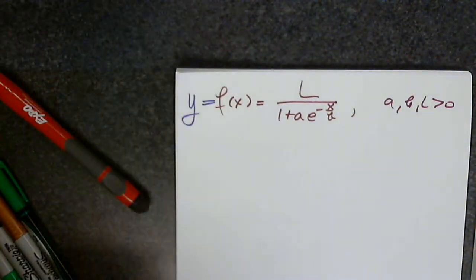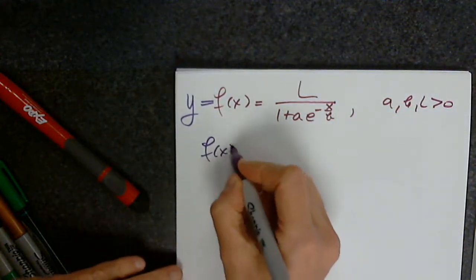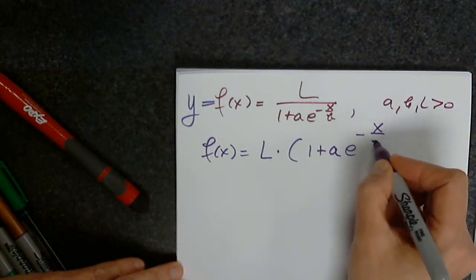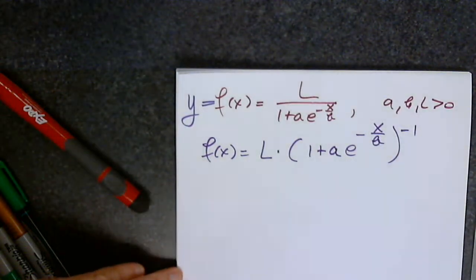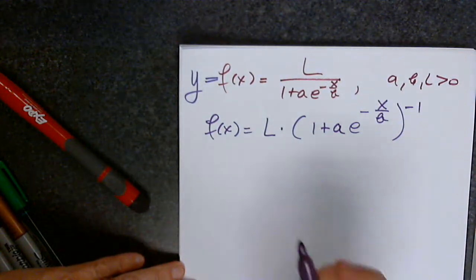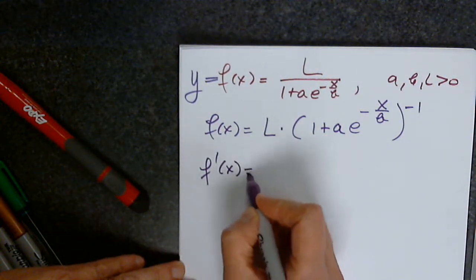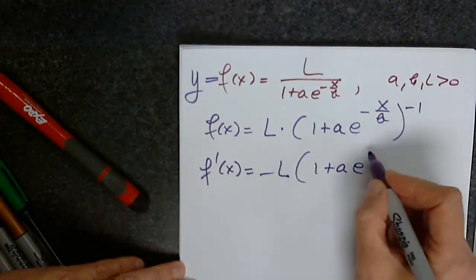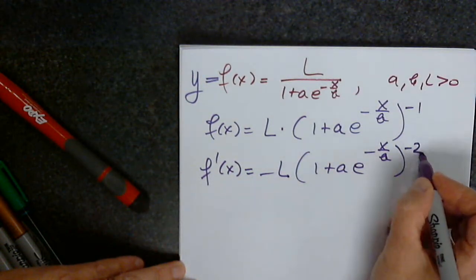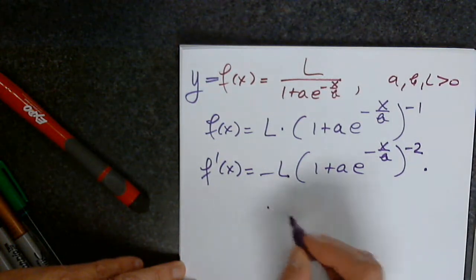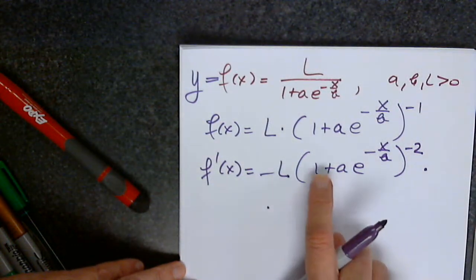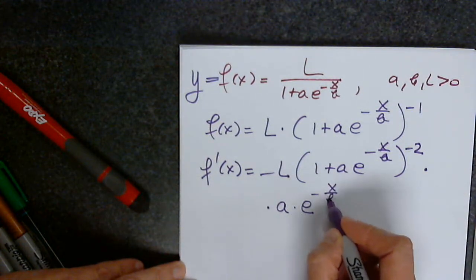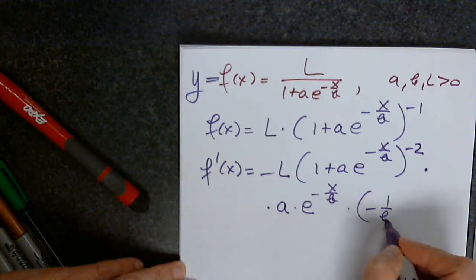I don't recommend it. I recommend changing this function into L multiplied by 1 plus A e to negative x over b raised to negative 1. So then I find f prime of x as being negative L, 1 plus A e to negative x over b raised to negative 2, multiplied by the inner function prime. This is 0. This is A times e to negative x over b times negative 1 over b.